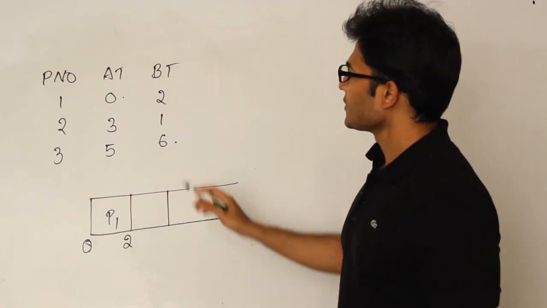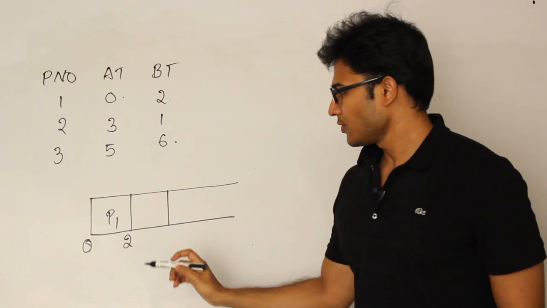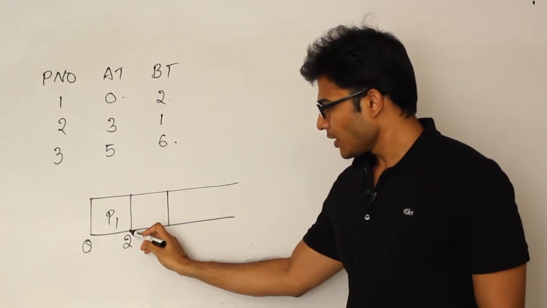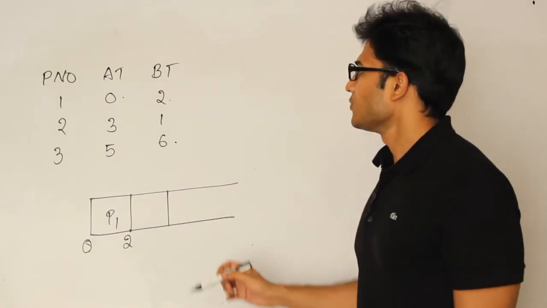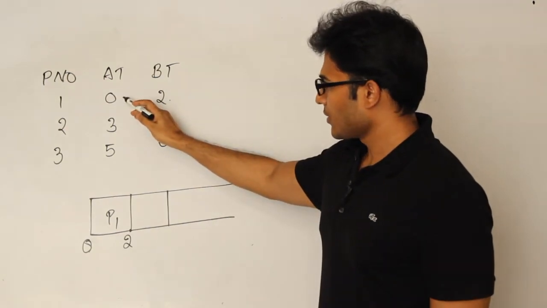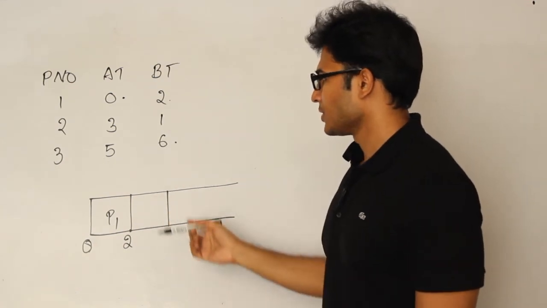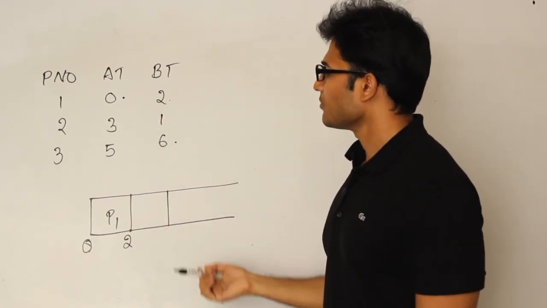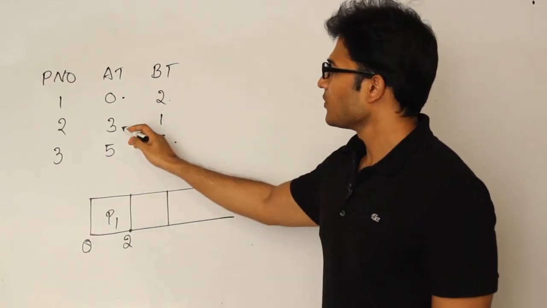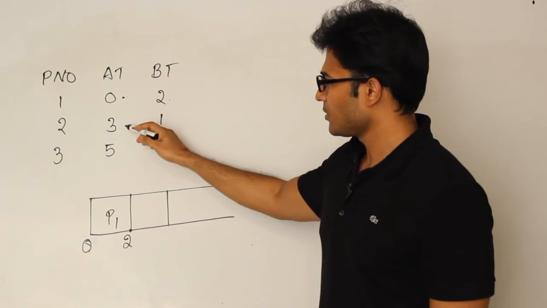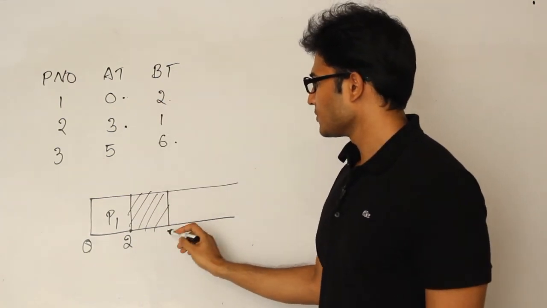And then after 2 units, at this time, you have to check. See, now the time is 2, and now you have to check what is the next one which has arrived. But if you look at it, the first one has arrived at 0, but the second one has not arrived, isn't it? No other process has arrived at time 2, so you have to wait till time 3. That is the next available process. So from 2 to 3 we are simply going to wait.